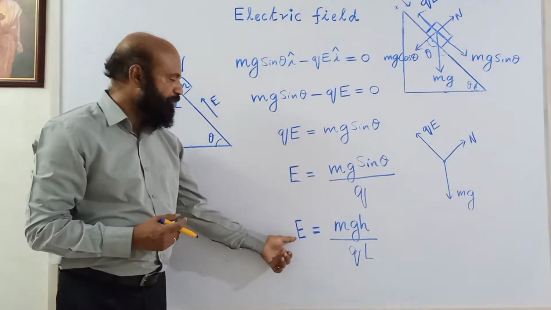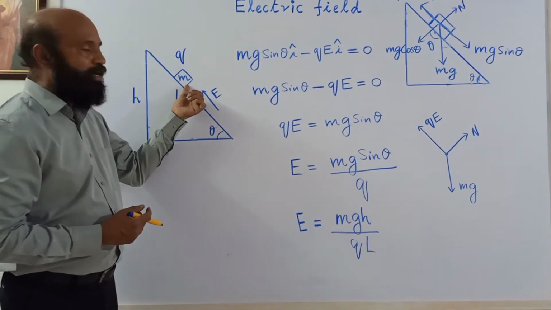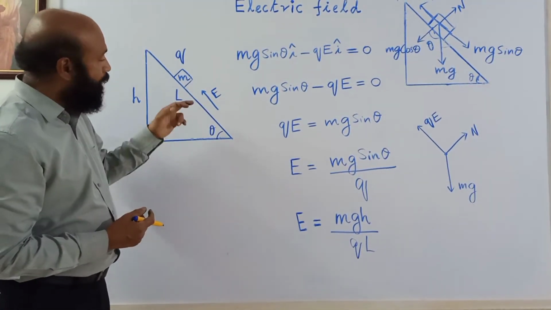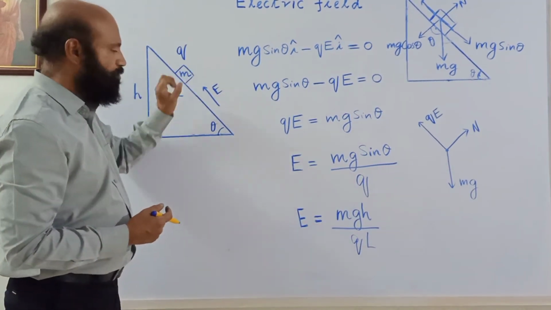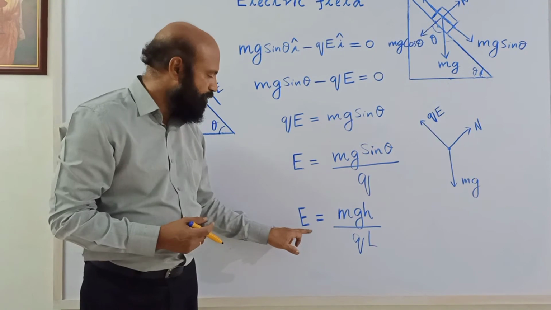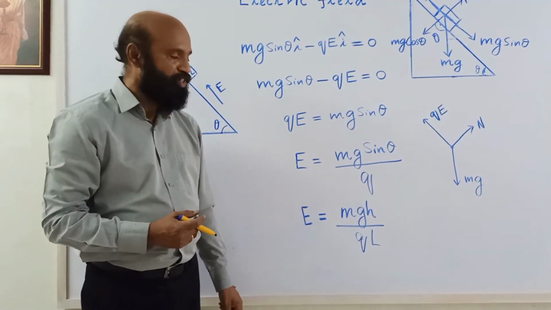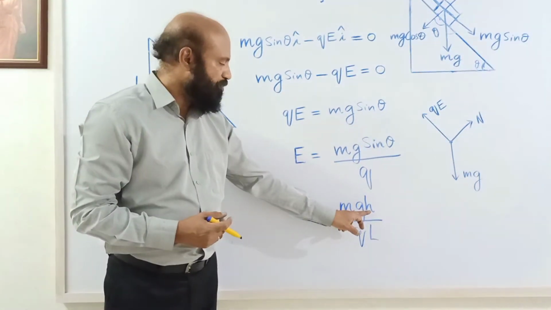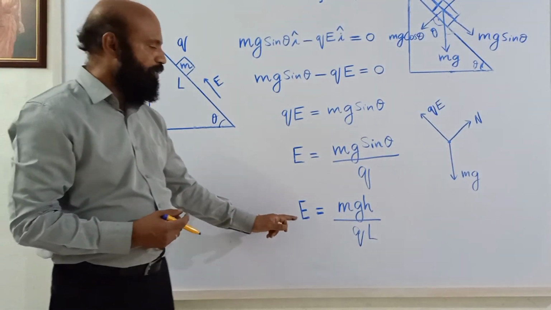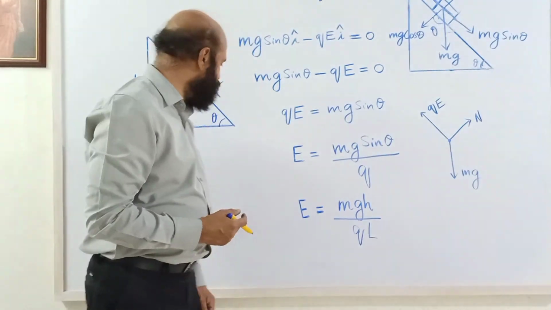So electric field needed to keep this block depends on the mass. Heavier the body, more electric field is needed. Charge on the body is more, less electric field is enough. So Q is in the denominator, so it is inversely proportional to the charge. Then H is in the numerator, so it is directly proportional. The electric field is directly proportional to H and inversely proportional to L.